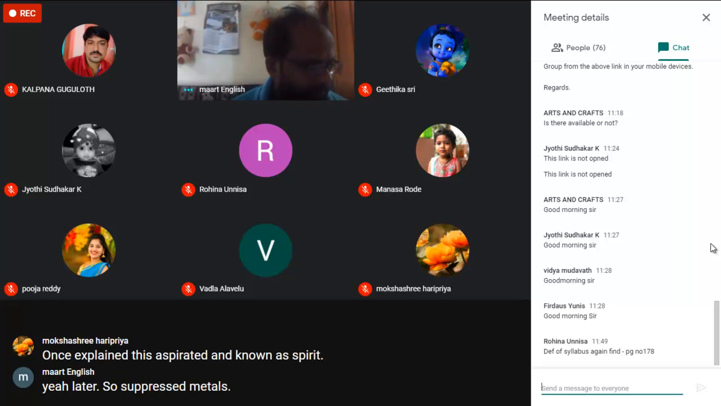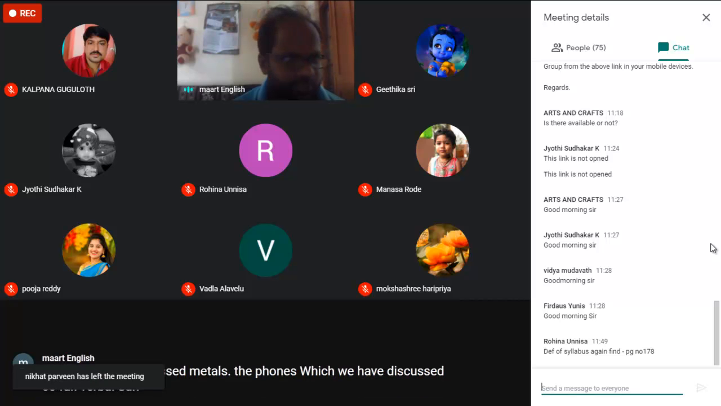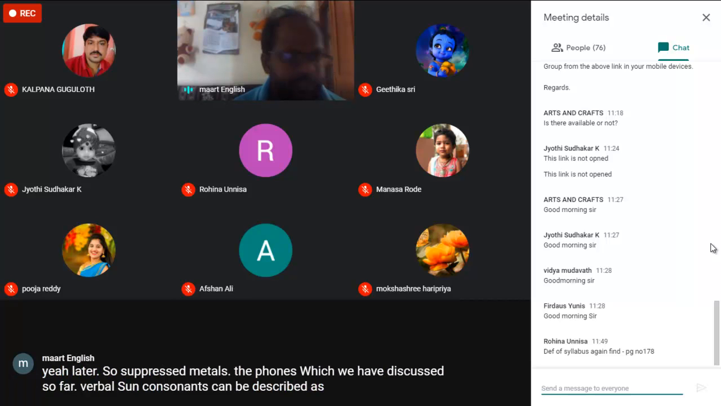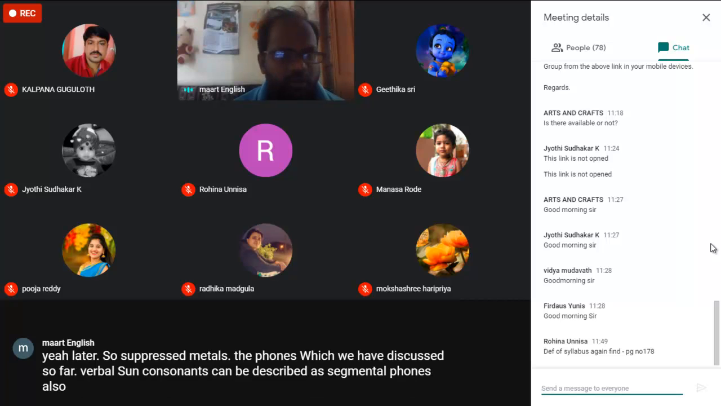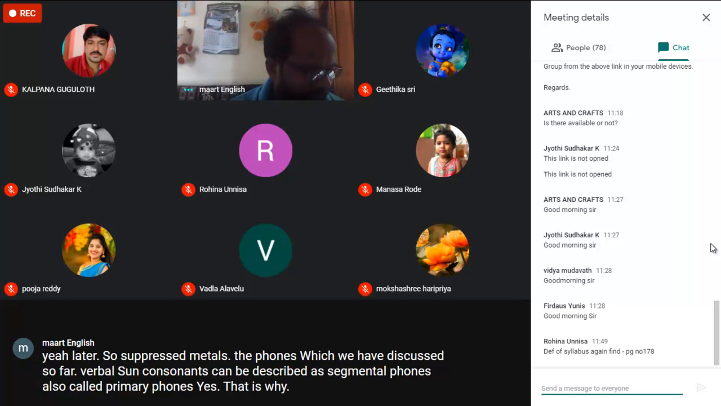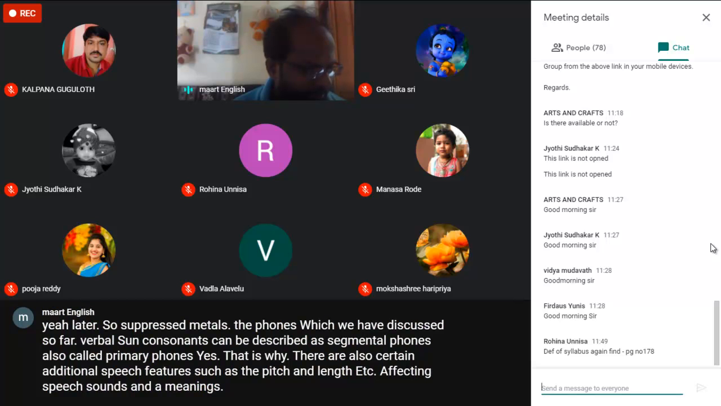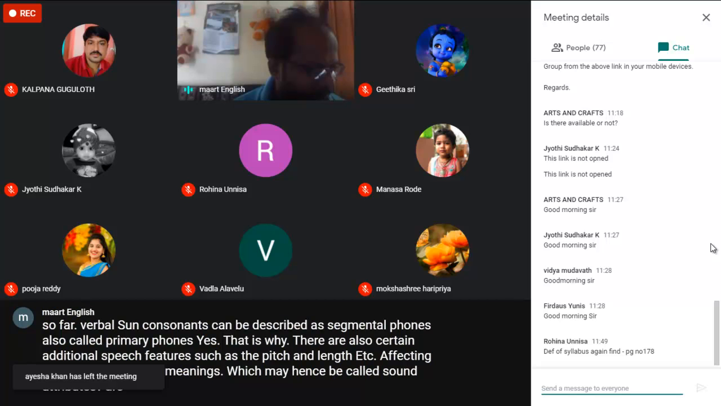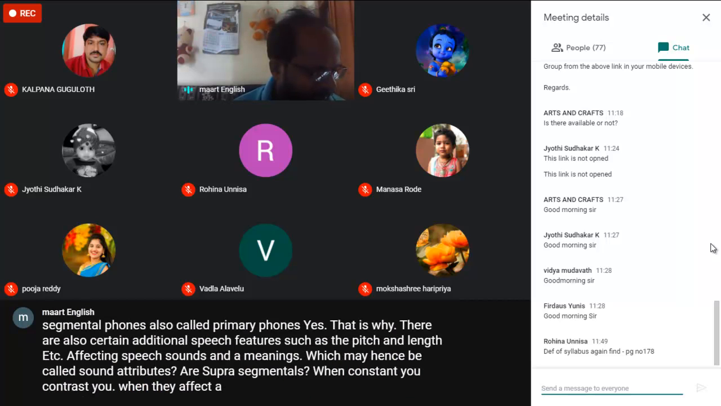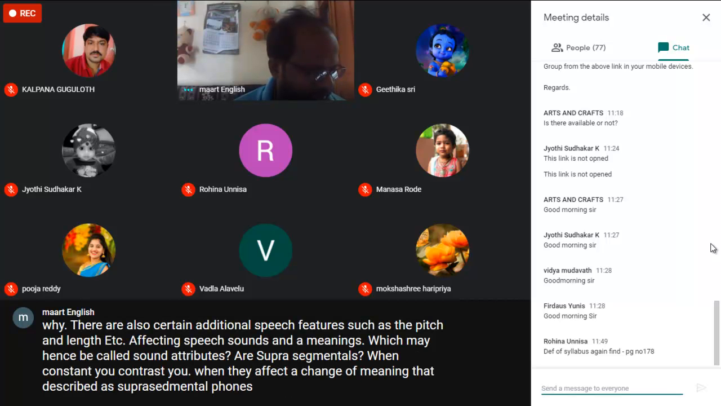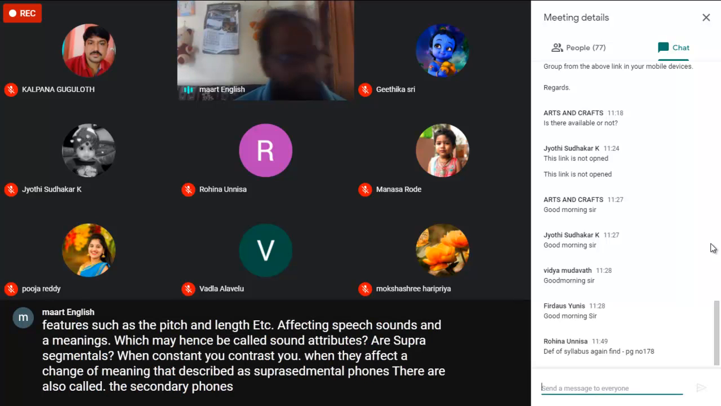Suprasegmentals. The phonemes which we have discussed so far, vowels and consonants, can be described as segmental phonemes, also called primary phonemes. There are also certain additional speech features such as the pitch and length, etc., affecting speech sounds and meanings, which may hence be called sound attributes or suprasegmentals. When constitutive, contrastive, when they affect a change of meaning, they are described as suprasegmental phonemes. They are also called the secondary phonemes or prosodic features.